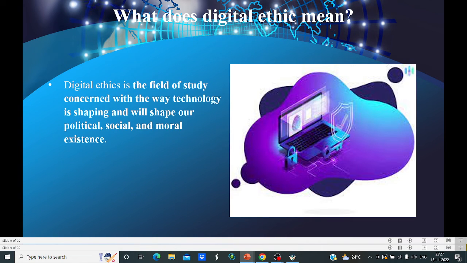And we move on to what digital ethics means. It is a field of study. It is concerned with the way technology is shaping our political thought, social properties, and also moral extensions. That comes under digital ethics.